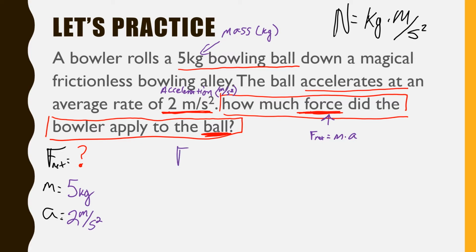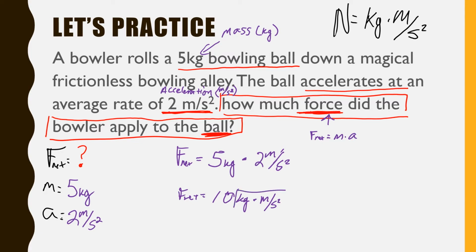So we're just going to plug this in. F net is equal to 5 kilograms times 2 meters per second squared. So 5 times 2 is 10 kilograms times meters per second squared. Then I'm going to go back over and just convert this. So F net is equal to 10 newtons.